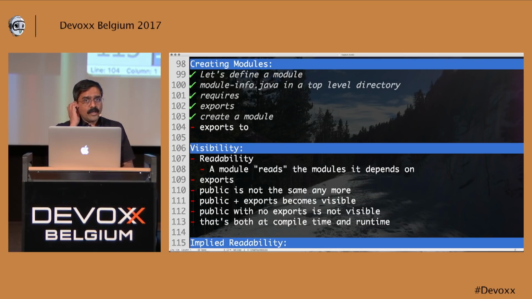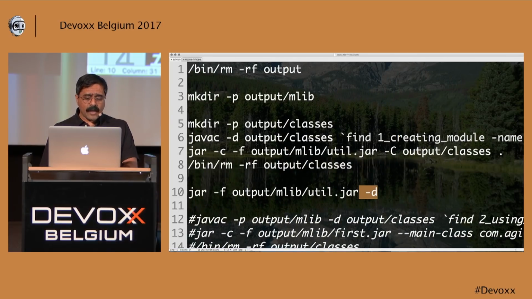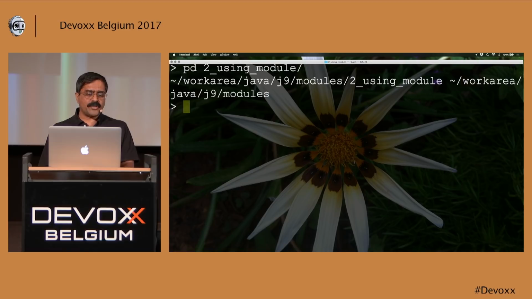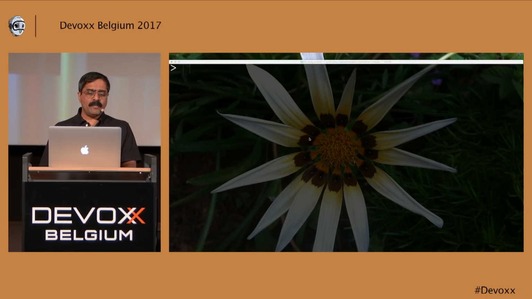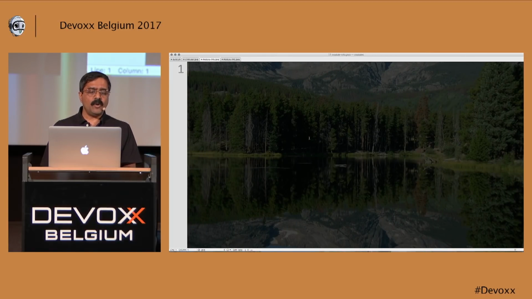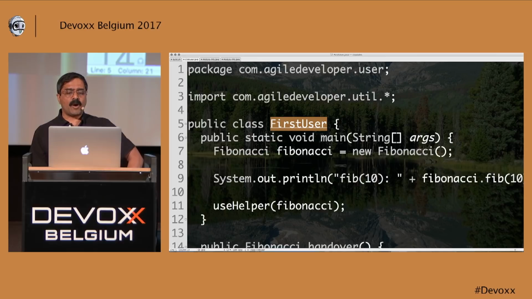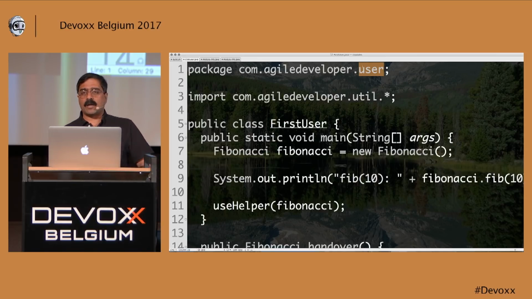Now, I want to use this on the other side. How would I go about using this? In order to use this, let's go ahead and go to this second project and play with it. This is going to be using this code. So if you notice right here, I have something called first user. The first user is part of the com.agiledeveloper.user. And in this case, what is the benefit we got out of this?